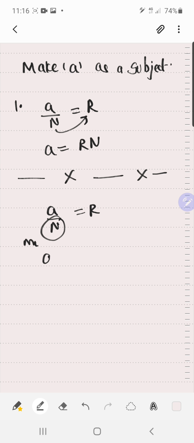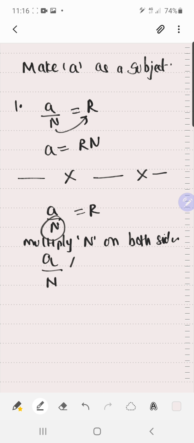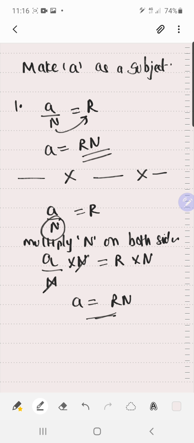So you will write multiply n on both sides. So that will be a upon n into n is equal to r into n. So here n is eliminated, so a is equal to rn. In both the cases, the answer will be the same. Only the way of doing it is a little different.